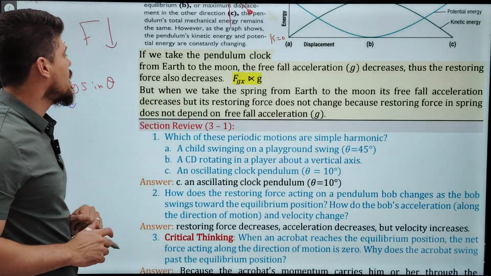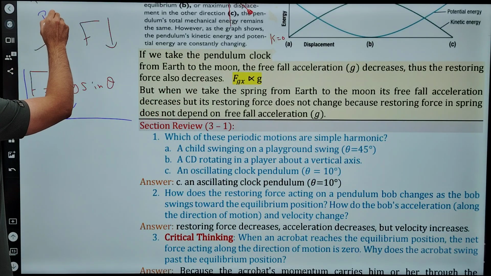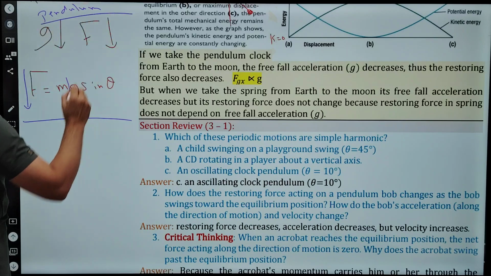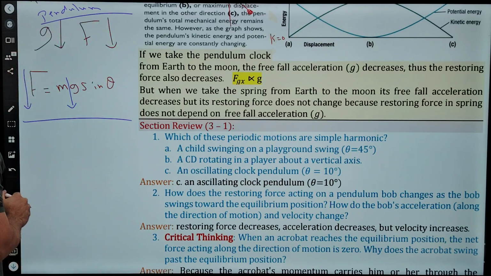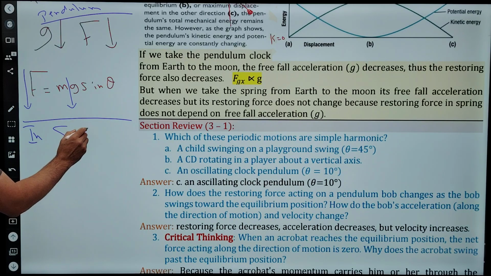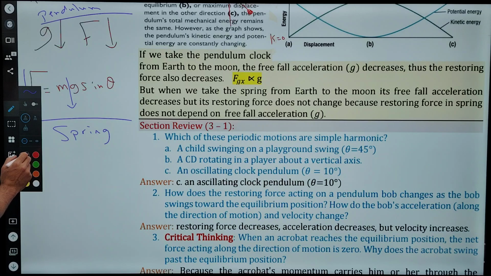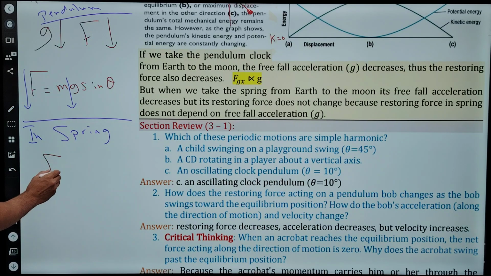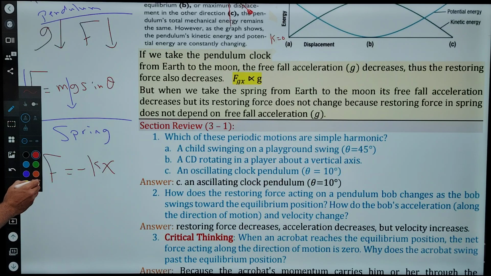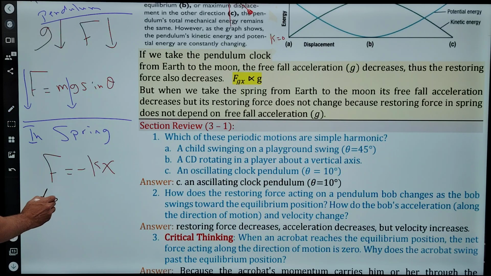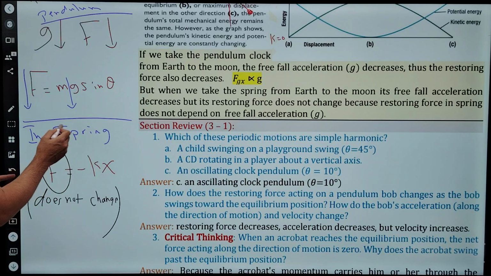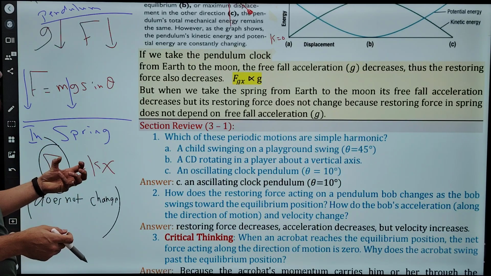But when we take the spring, so this is for the pendulum. For what? For pendulum. But when we take a spring from Earth to Moon, restoring force in a spring, what happened to the restoring force? Restoring force doesn't change. Be careful. The restoring force does not change, please. Restoring force stays unchanged by taking the mass spring system from Earth to the Moon.